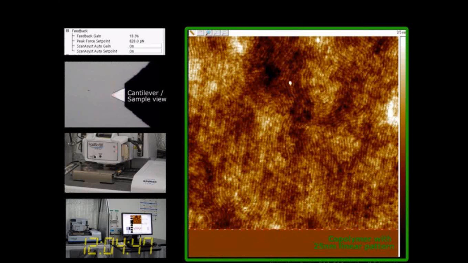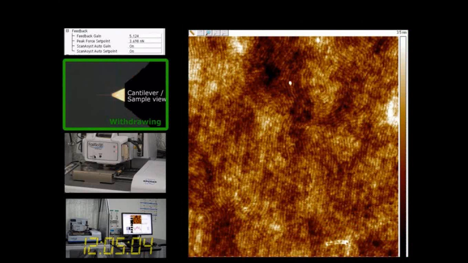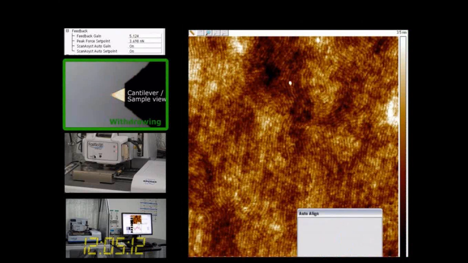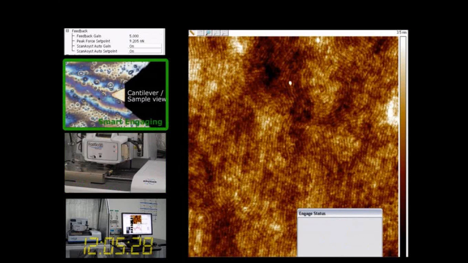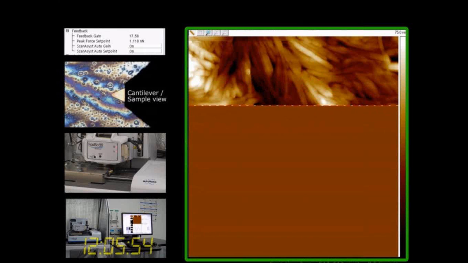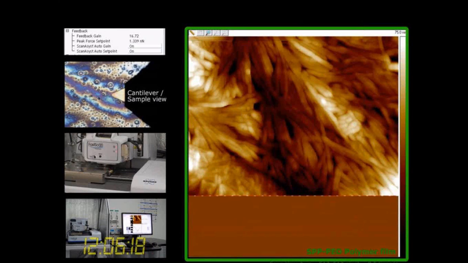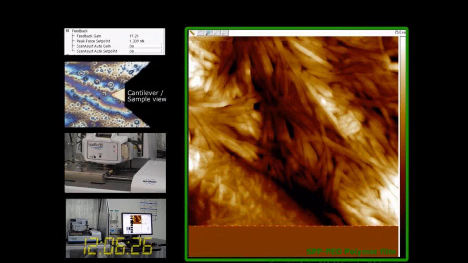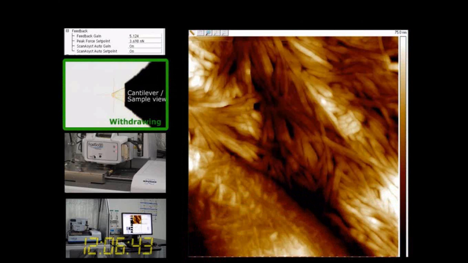So this is another copolymer with a 25 nanometer line width pattern, withdrawing again. Moving to the next sample. Smart engaging. Here now you can see some extra structure in the image next to the cantilever, because the camera's purpose is to monitor the cantilever just as much as to see and to navigate the sample. The earlier samples only had nanoscale structure, so we couldn't see anything. The sample has sufficient macroscopic structure to watch and see how it is being scanned. And this polymer sample is now complete.